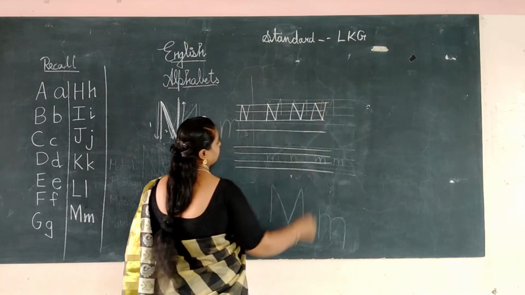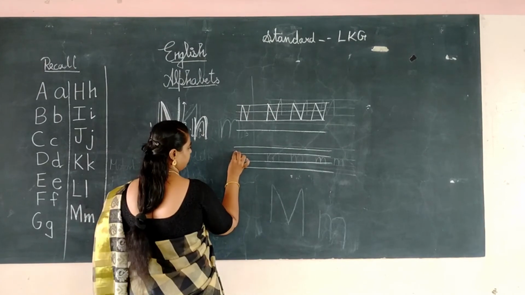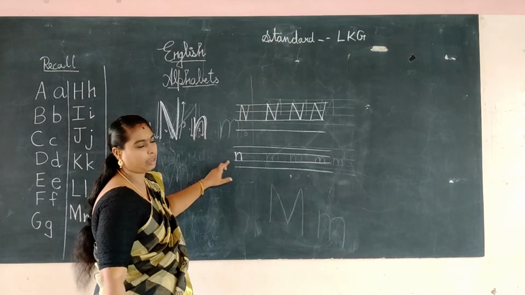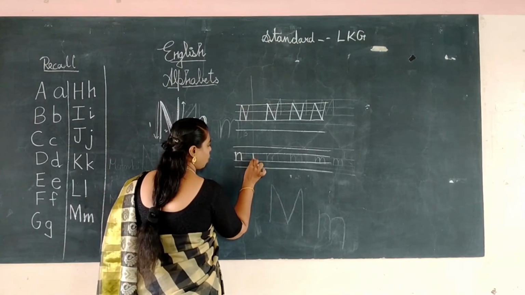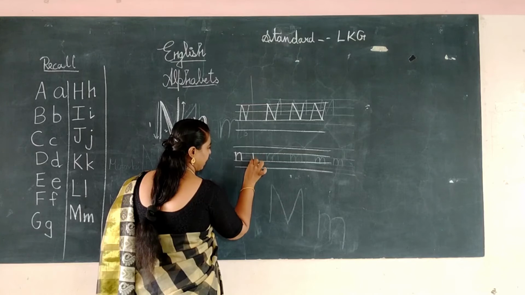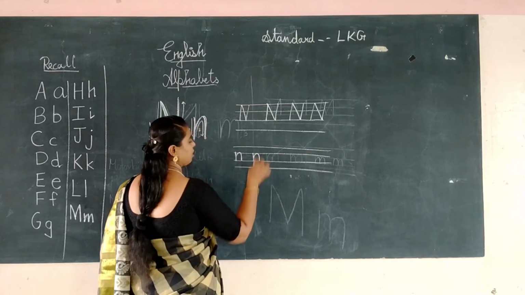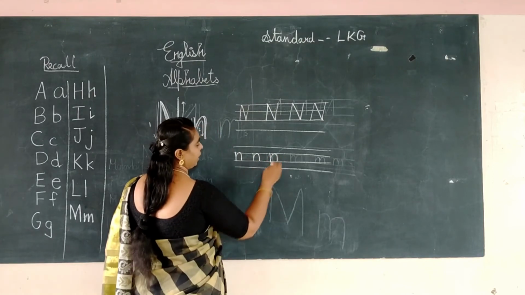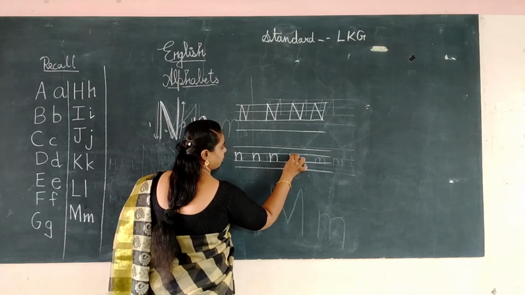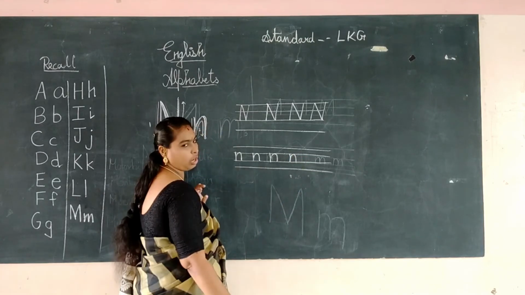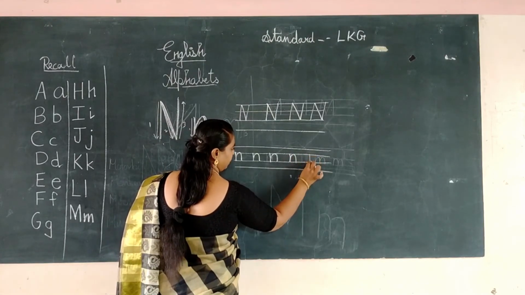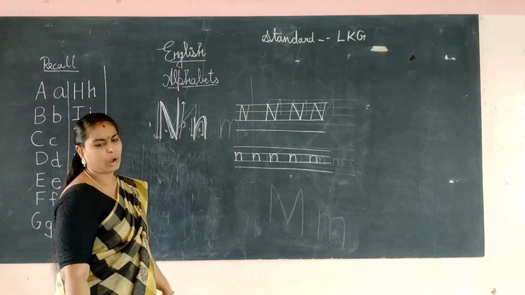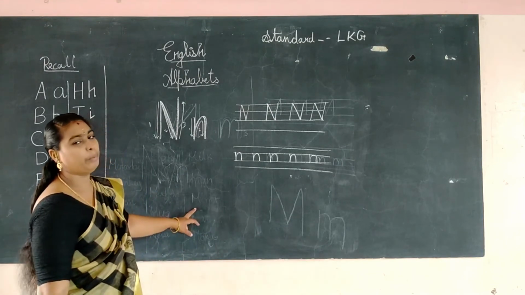Capital N. Now small n. Small n you want to write in between the blue lines. Small n. Put a standing line and a downwards curve. Small n. Standing line, downwards curve. Small n.